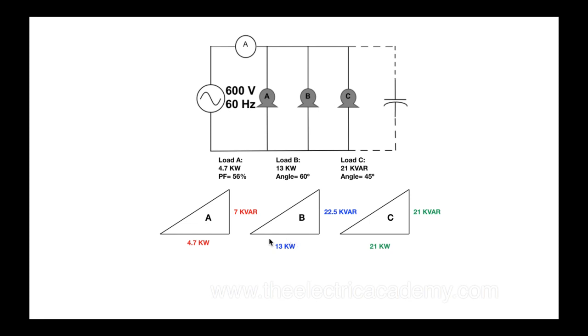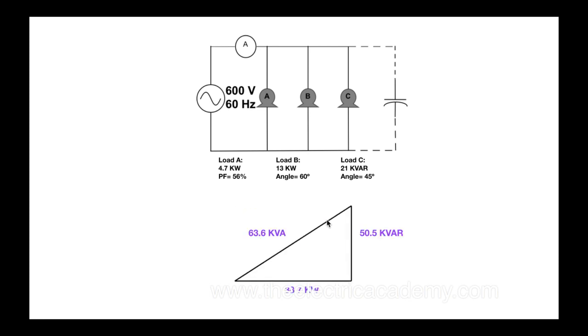The next step I've got to take here is add up all my loads. You can see that I've got my kilowatts, they're all heading the same direction, right? They're all in the bottom of the triangle. So I can add up all three of these to get the total kilowatts of this circuit. I can also add up the kVARs, this kVAR plus this kVAR plus this kVAR over here, to get the total kVARs of this circuit. And then I take these three triangles and I create one triangle that rules them all.